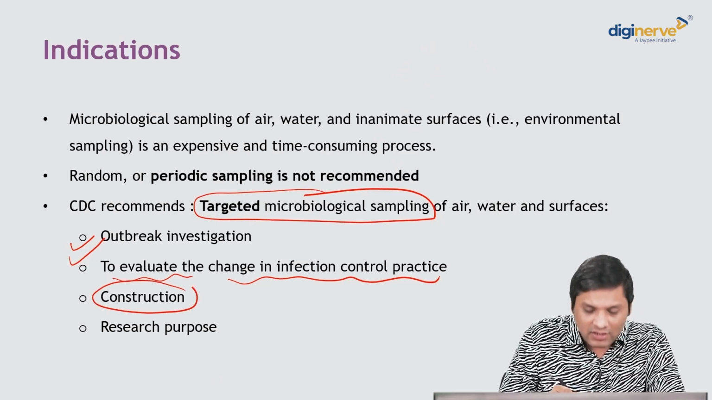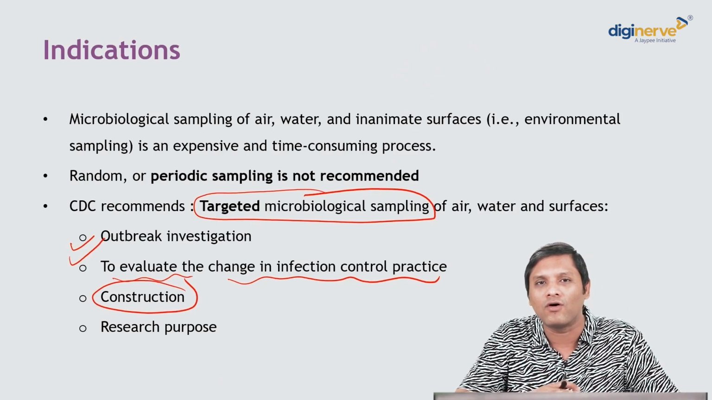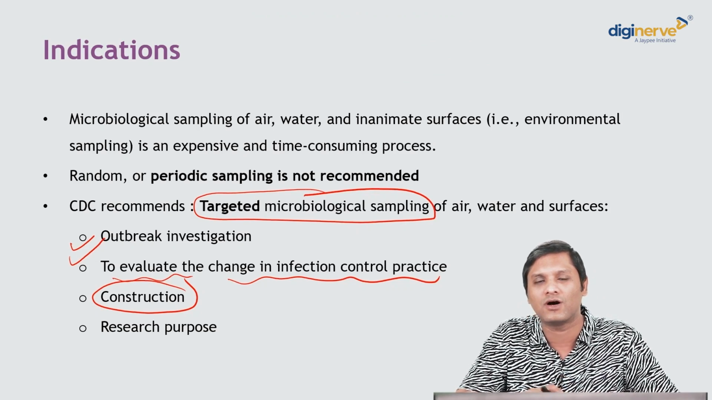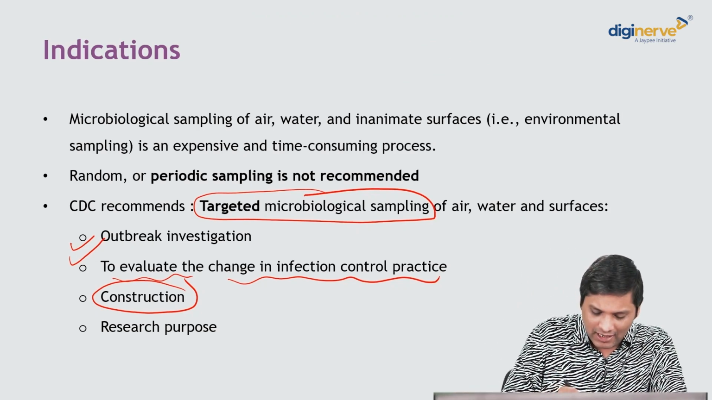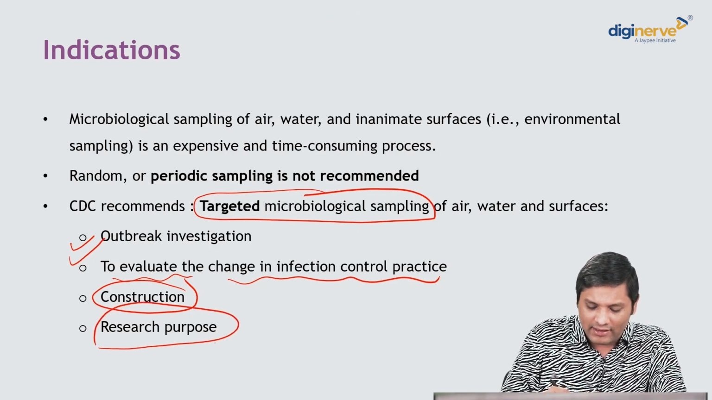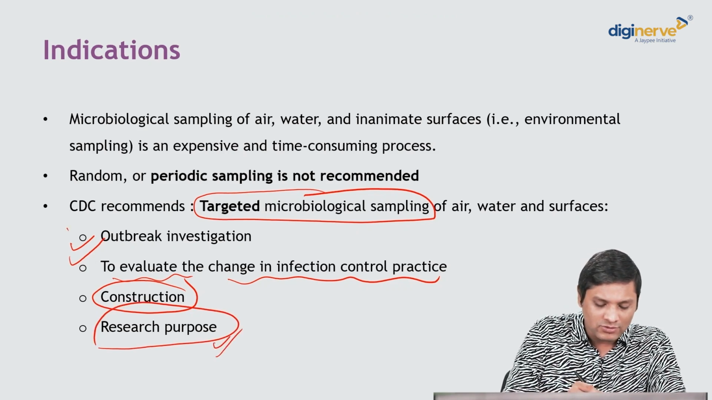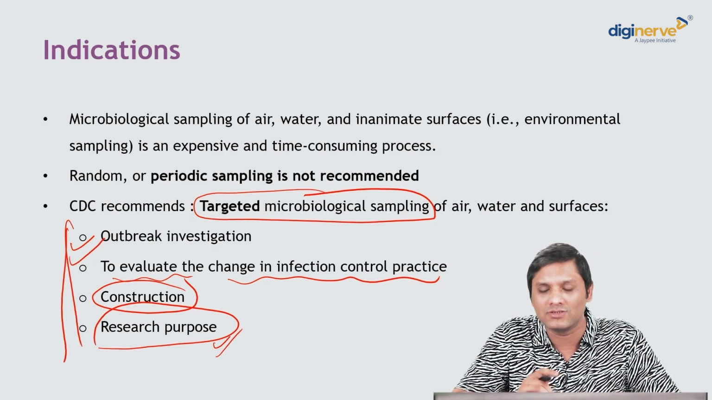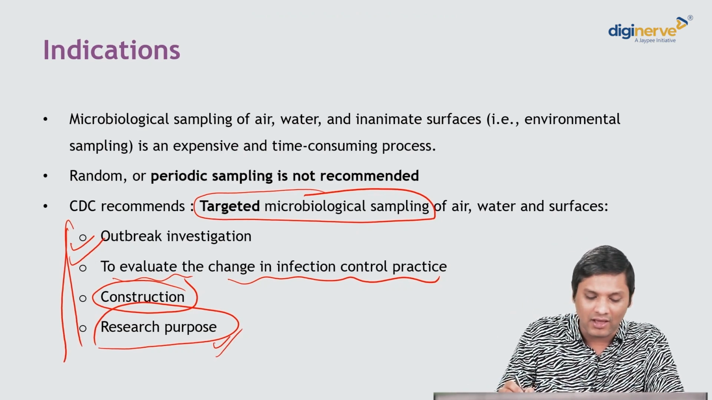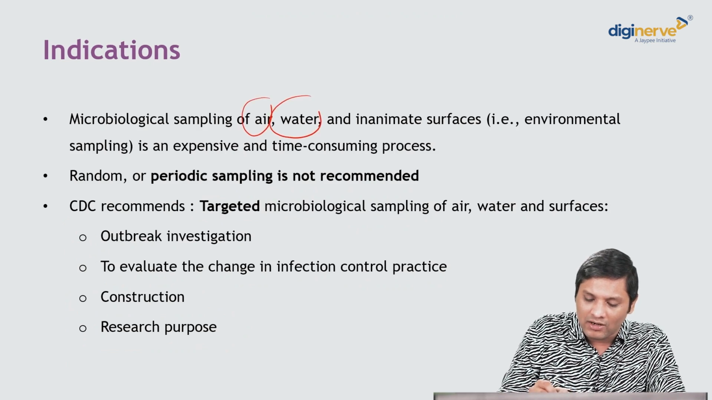If any construction is going on, or following renovation activity of the ICUs and OT, you have to conduct environmental surveillance. And last but not the least, for any research activities also. So these are the various indications of environmental surveillance. There are three things in the environment: air, water and the surfaces. So we'll start first with water surveillance.